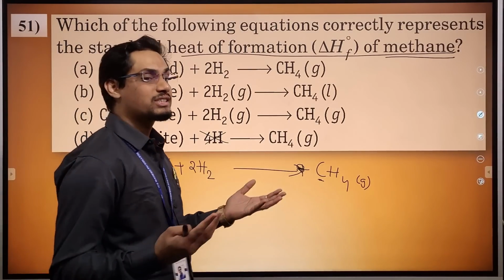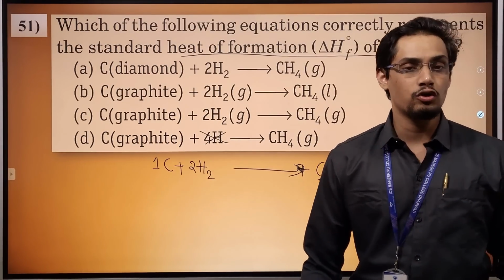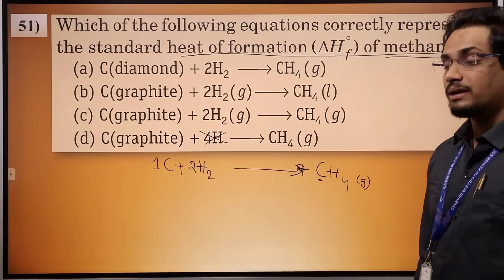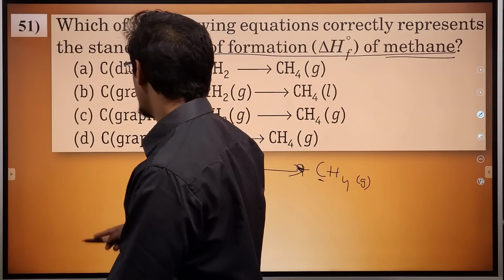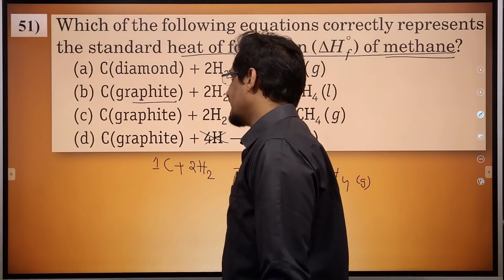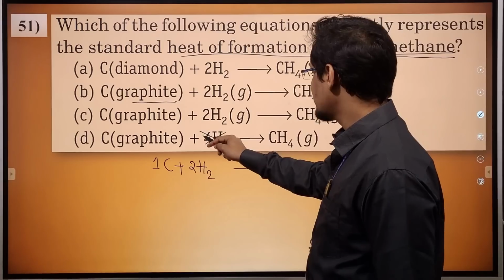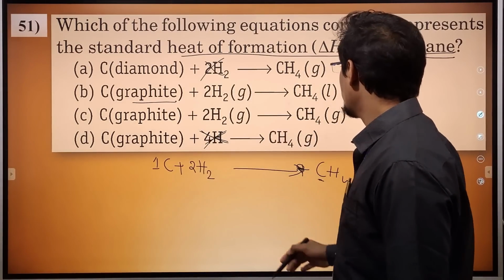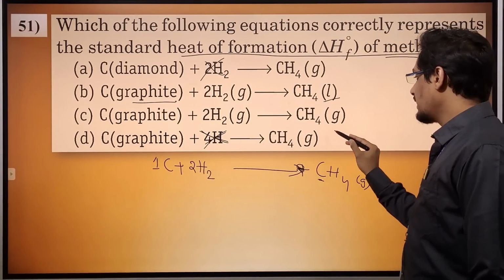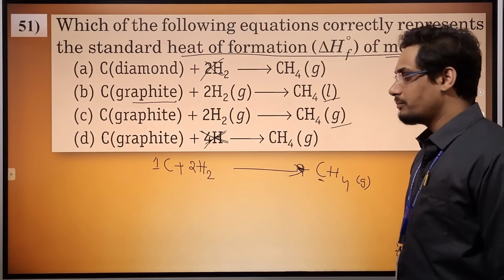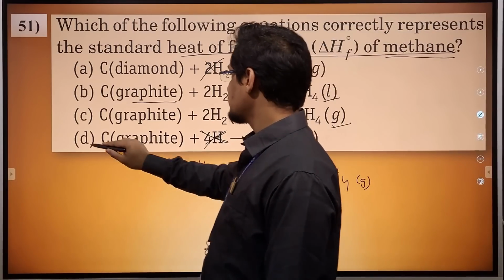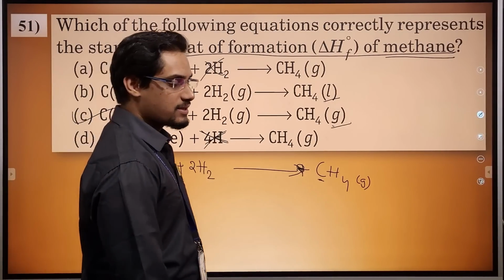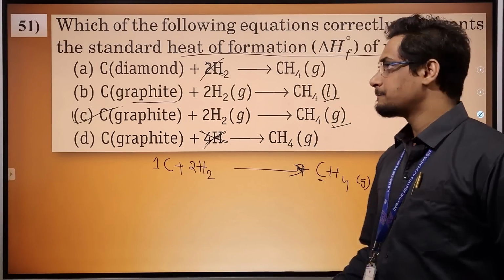Which one is the most stable allotropic form of carbon? You can think it is diamond, but it is not diamond. The most stable allotropic form of carbon is graphite, right? So graphite is there, this is cancelled. So I must go with this CH4 liquid, CH4 gas. As we know, methane is gaseous. The correct answer is option C. C graphite plus 2H2 will give CH4 gaseous.